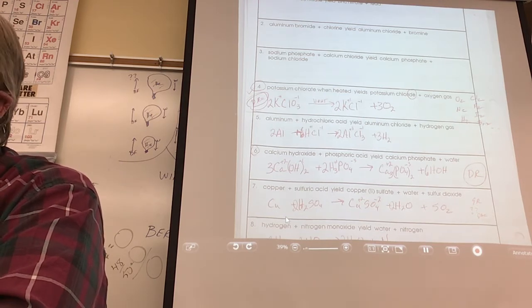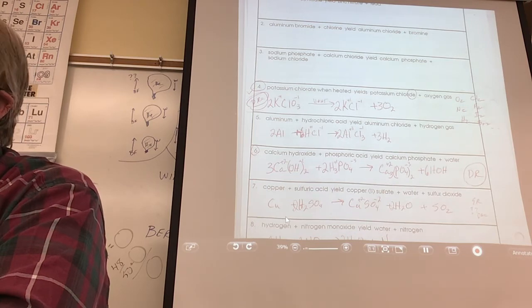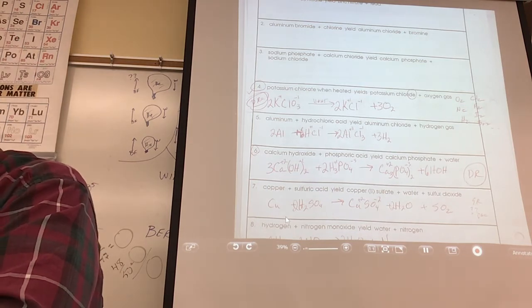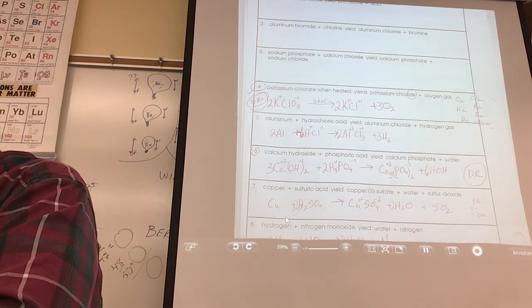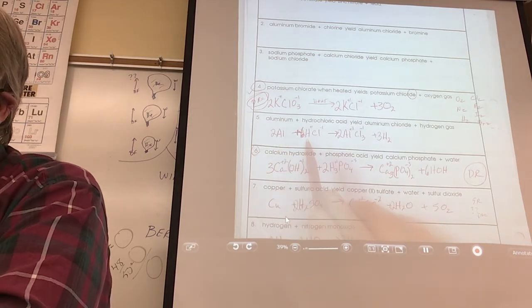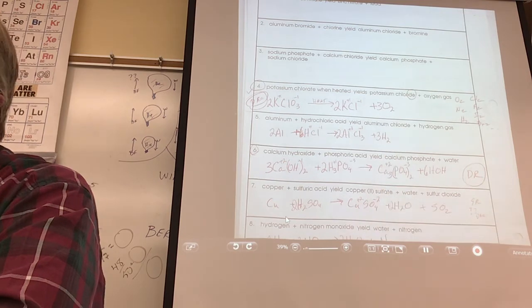No. All right, and Caroline, tell me, how would you classify this one? Single replacement. Yeah, the aluminum kicks out the hydrogen. There it is, see? And single replacement. I like that.